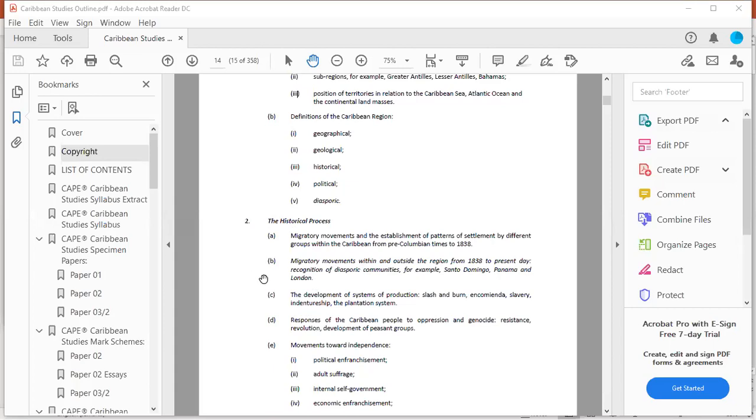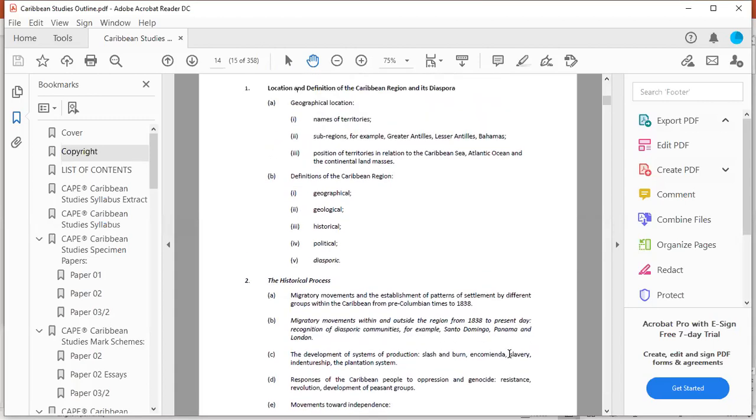Then after that, for 2C, we are going to look at the development of systems of production, which is the different systems in the Caribbean, how people produce things, and what the different labor forces were that were used to produce different things in the Caribbean. So next week, we're going to look at 2B and 2C. The following week, we're going to look at D and E. So by next week, ladies, we're going to finish this topic.